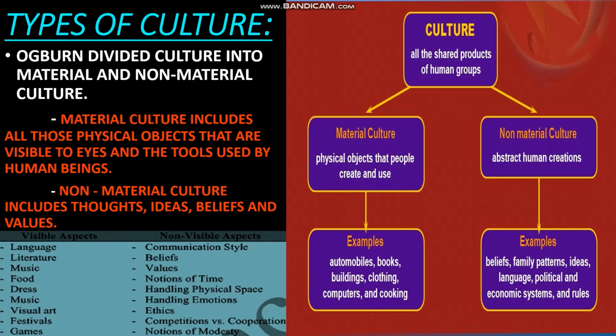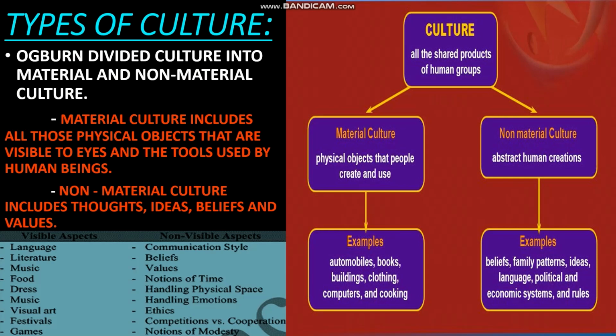Now, according to Ogburn, culture is divided into two, that is material and non-material culture. Now let's see what is material culture. The material culture are the physical objects that people created and use. Understood? The material culture includes all those physical objects that are visible to the eyes and the tools used by human beings. Understood?